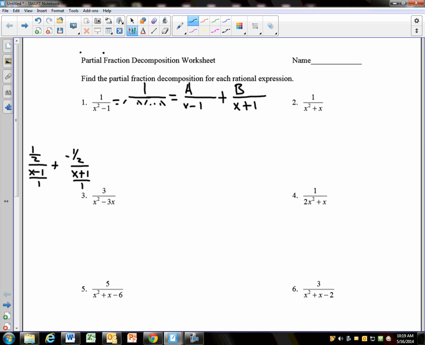Multiply by the reciprocal, and you get 1 over 2 times X minus 1 plus, oh actually, I'm sorry, minus 1 over 2 times what? X plus 1. That fraction is decomposed from that fraction. If you would subtract these two fractions, you would end up with exactly that.